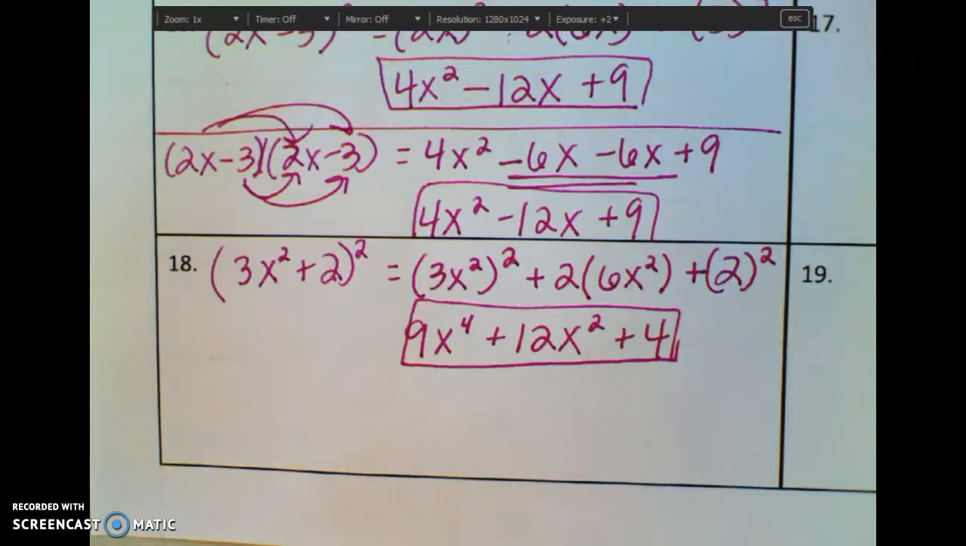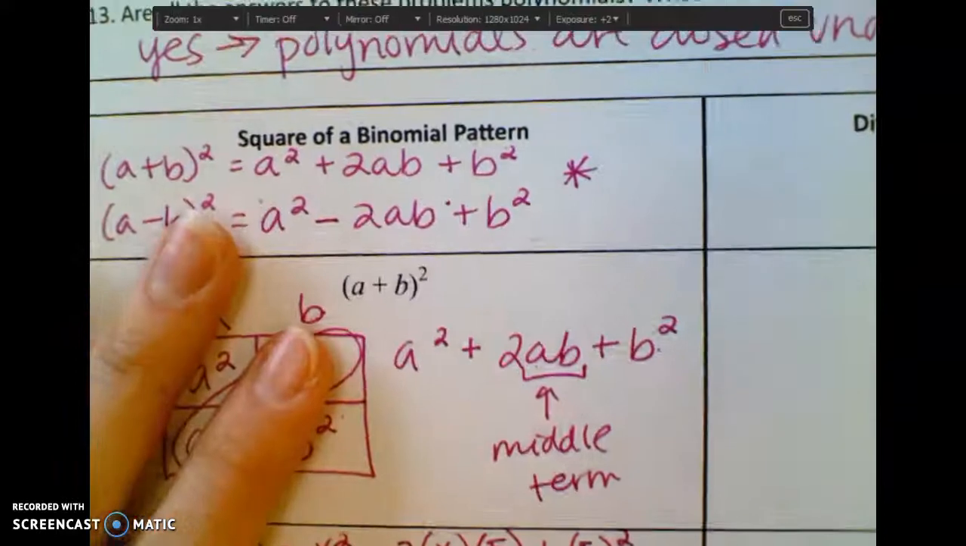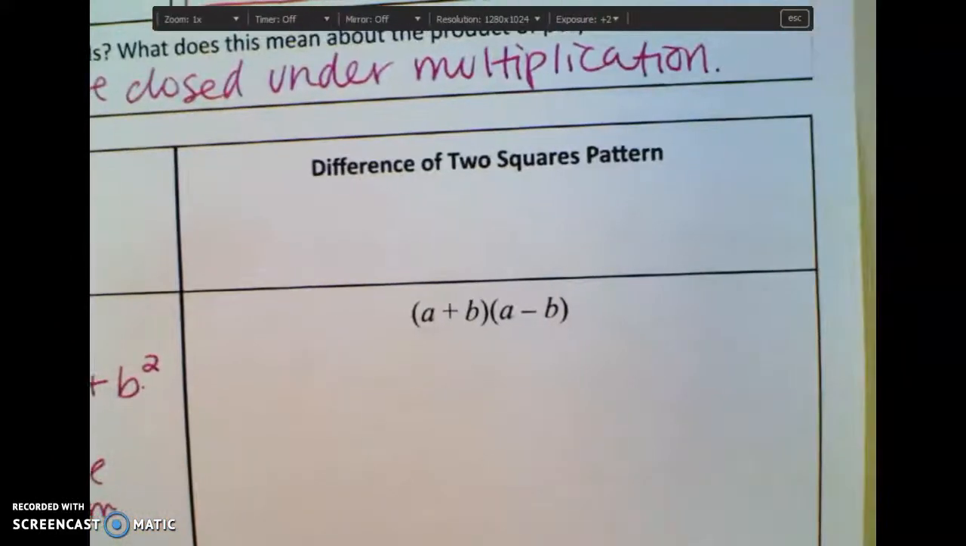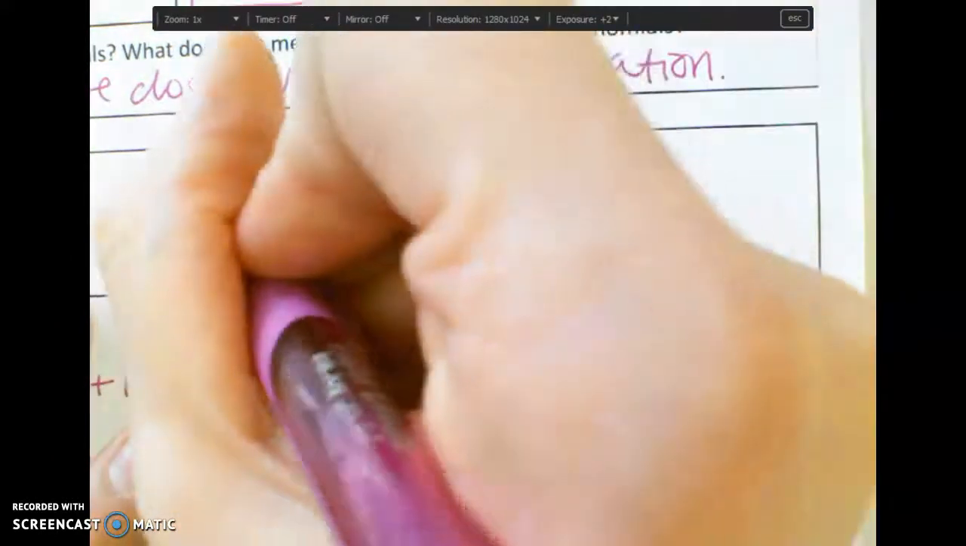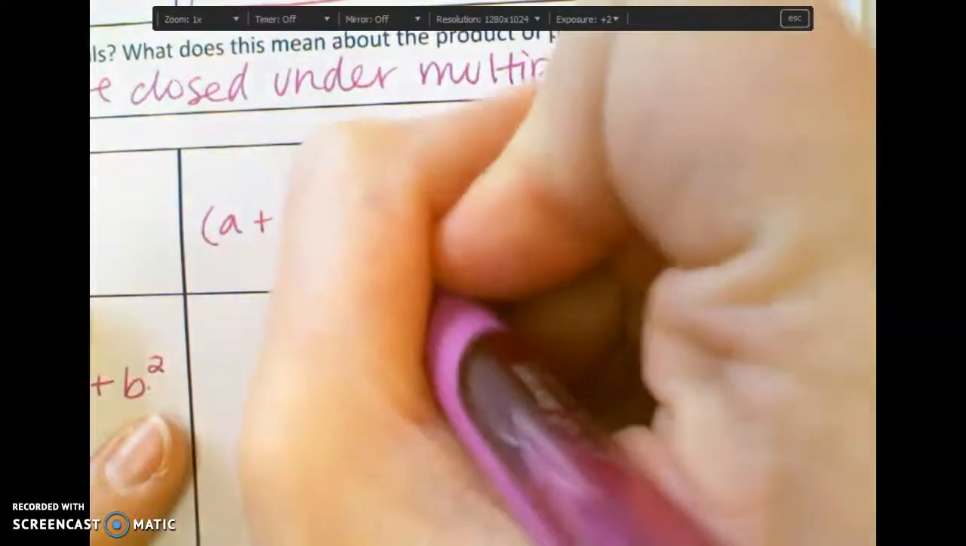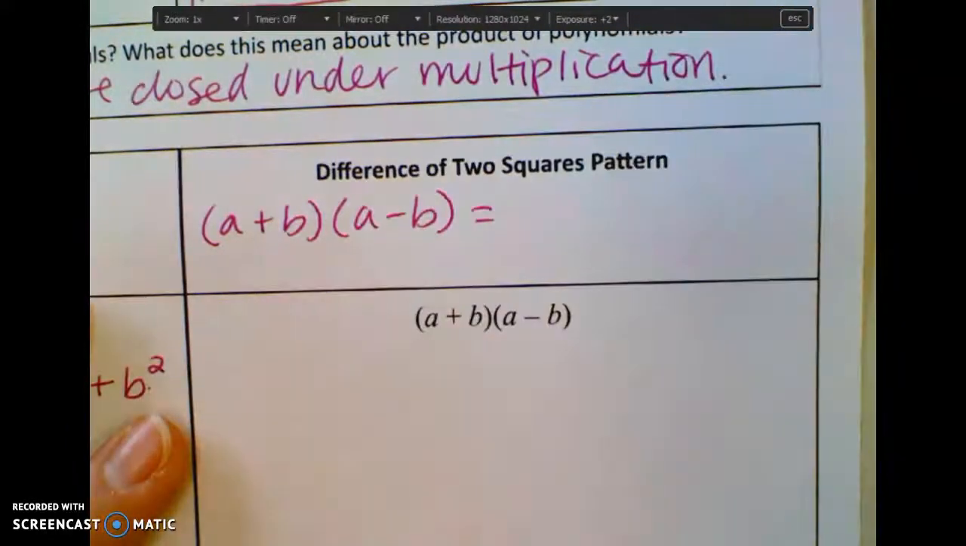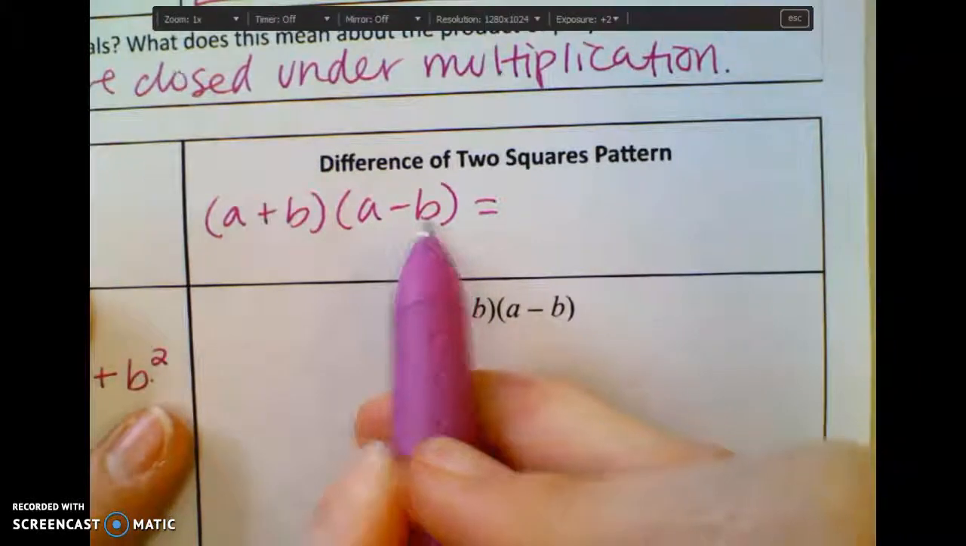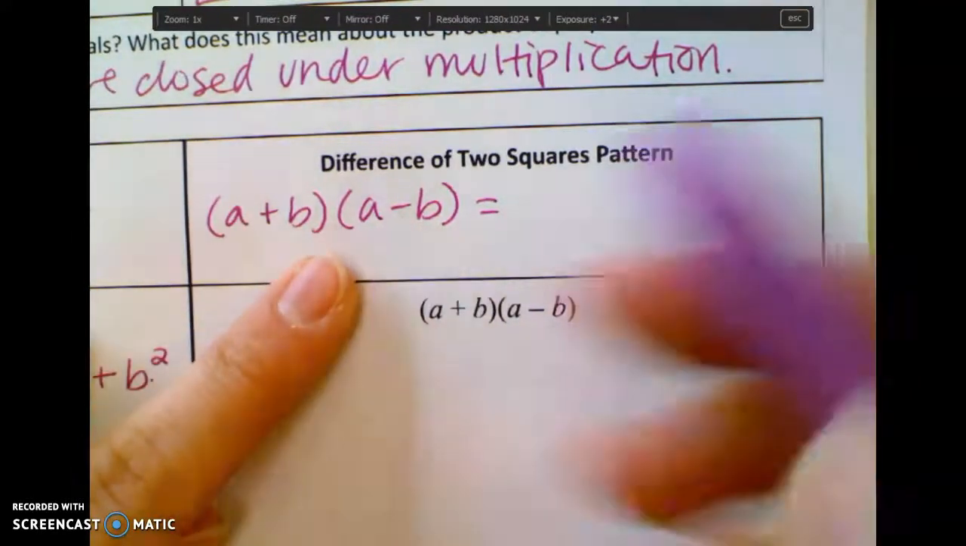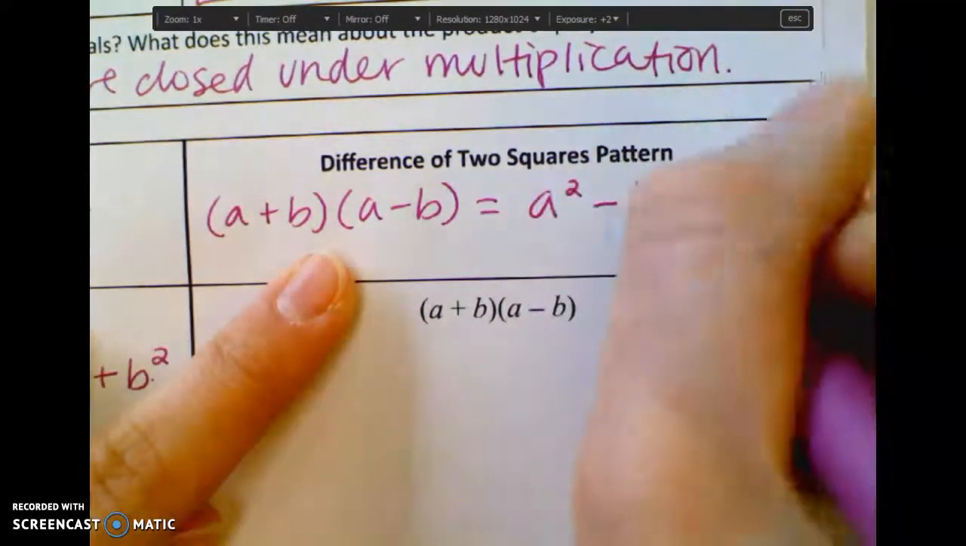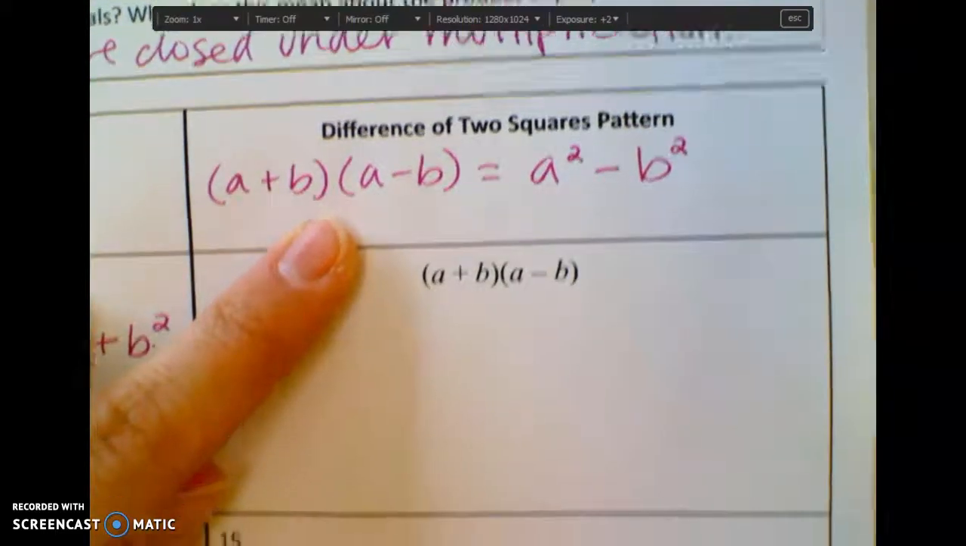Let's head over and work on the last rule. So this one was a square of a binomial pattern. Now we're going to look at the difference of two squares pattern. Well, this means we have a plus b times a minus b. And if we have this case, one is a plus and one is a minus, then we can just take a squared and subtract b squared, and that's our answer.